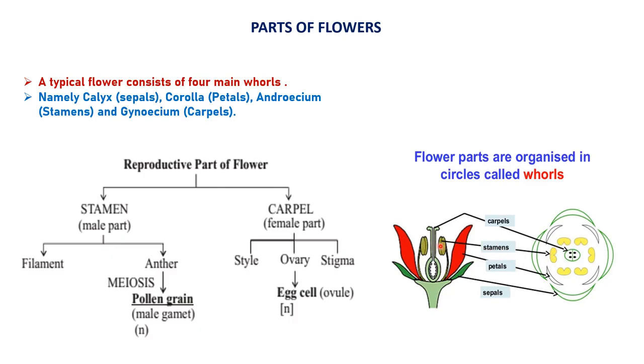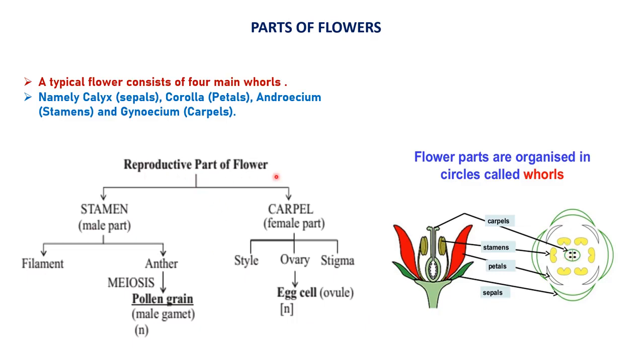Stamen is the male reproductive organ. You can see the whorl of stamens, and the whorl of stamens is known as androecium, right? And the innermost whorl is known as gynoecium, right? It is a carpel. Carpel is the female reproductive part, right? It is also called pistil sometimes, right? So carpel, pistil, and the whorl of these is known as gynoecium, right, students?